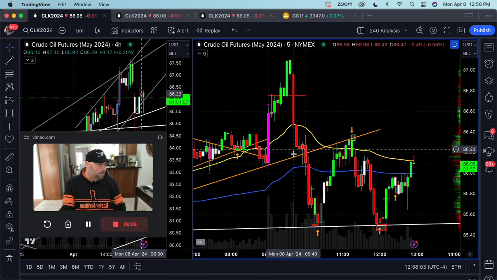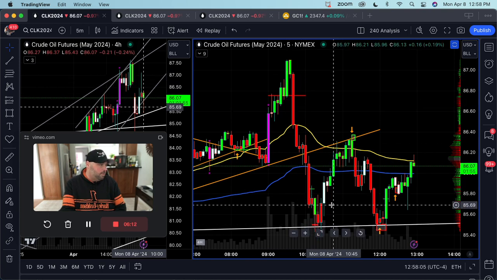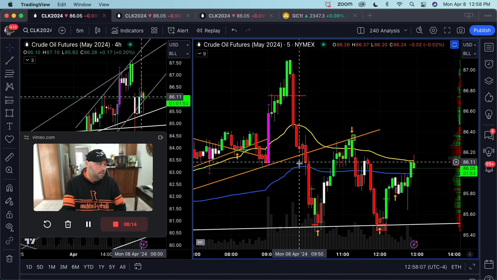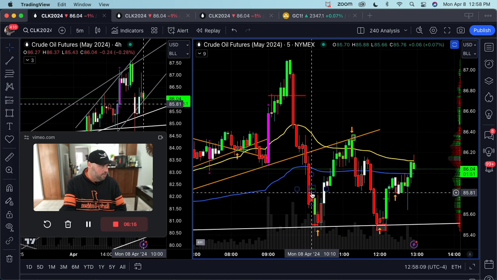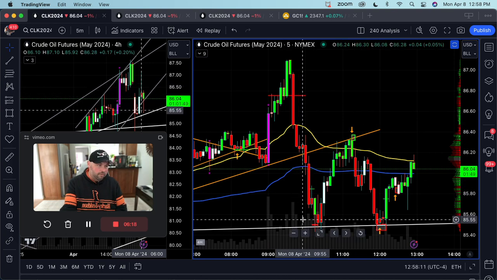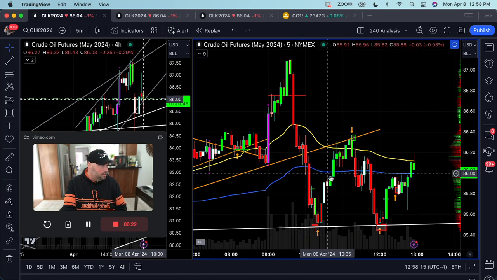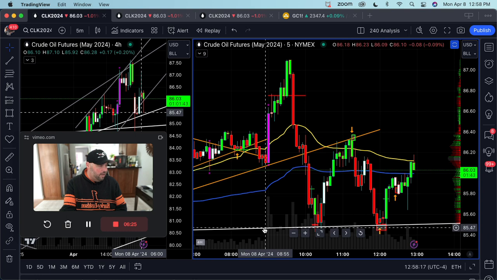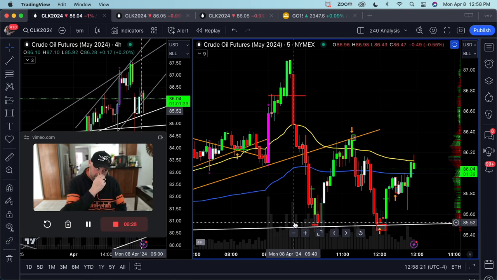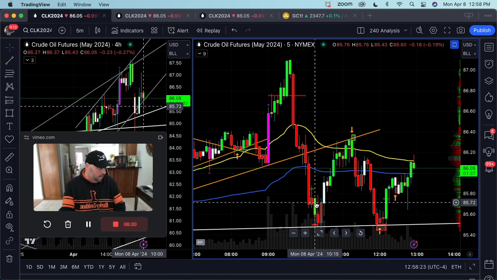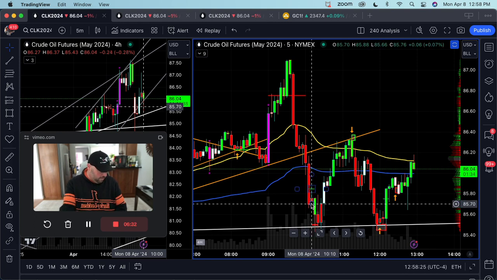So price comes barreling down here, and to be perfectly honest with you, there was nothing along the way that made me interested in trying to catch the falling knife or even join the falling knife on the way down. I knew I had some key levels of support, but my higher time frame support was down here, 85.40, 85.50. I think we went as low as 85.43, if I'm not mistaken.